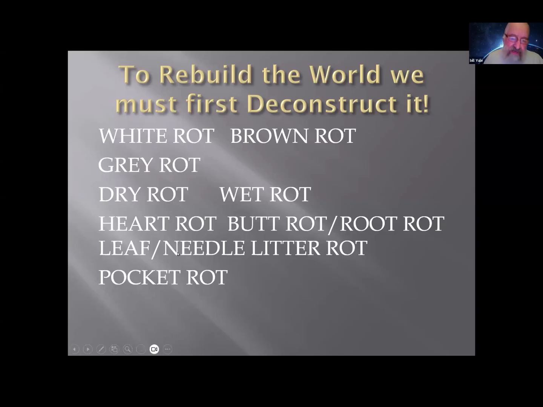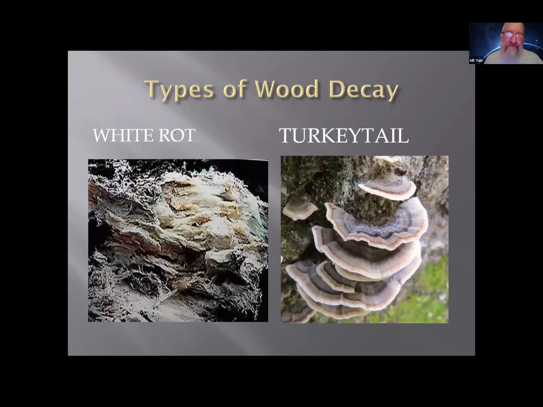And then another kind of rot we all encounter is leaf litter and needle rot. And then pocket rot is a kind of white rot in which the tree that's attacked sequesters or encapsulates the rot so the rot will not spread. But it's all just a lot of rot. All right.